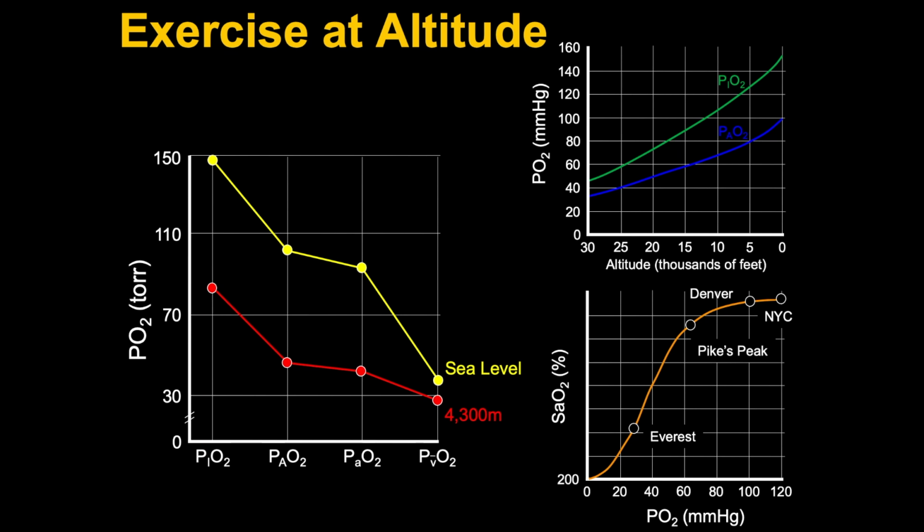VO2 max is going to decrease about 3% per 30.5 meters or 100 feet of elevation, beginning at about 1,500 meters or 5,000 feet. For example, a person with a VO2 max of 50 milliliters per kilogram per minute at sea level is going to have an approximate VO2 max of 15 milliliters per kilogram per minute at the summit of Mount Everest. It's no surprise that climbers who make the sojourn to Mount Everest are going to rest after each step on the way up.